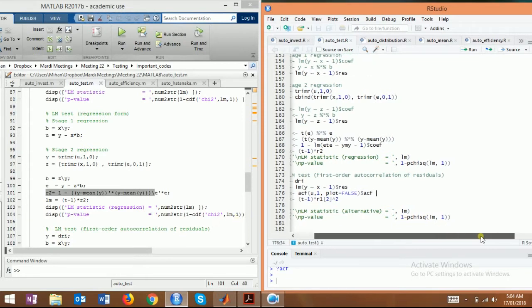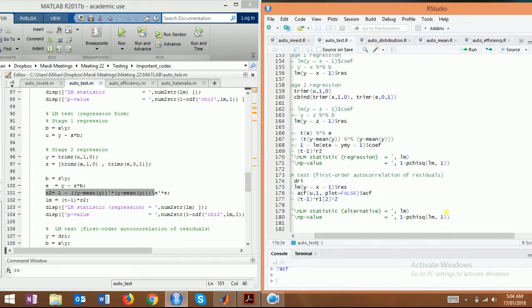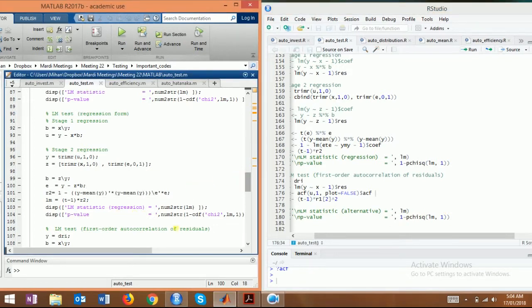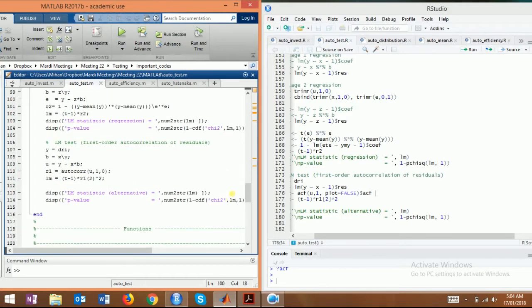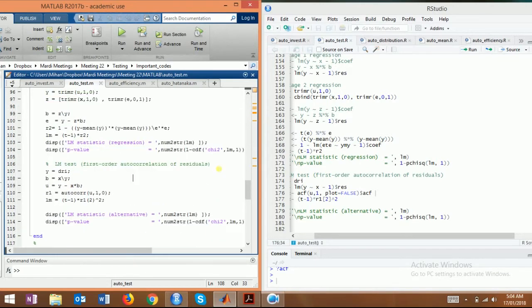Then p square lm1. So all the parameters are statistically significant at 5% level, and we have the correlation coefficient. So LM test for first order autocorrelation of residuals.